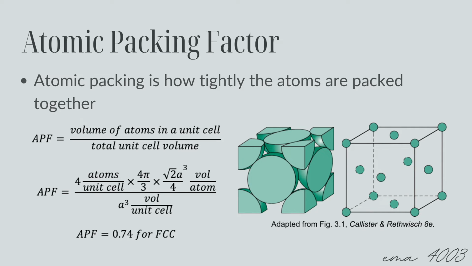And in the slide, I provide the equation of how to compute the atomic packing factor for an FCC structure. So the numerator will be 4 atoms per unit cell multiplied by 4 pi over 3 multiplied by square root of 2 a cubed divided by 4 volume per atom. And in the denominator, we're going to have the unit cell volume, which is a cubed. And after doing the calculation, the atomic packing factor of FCC is 0.74.